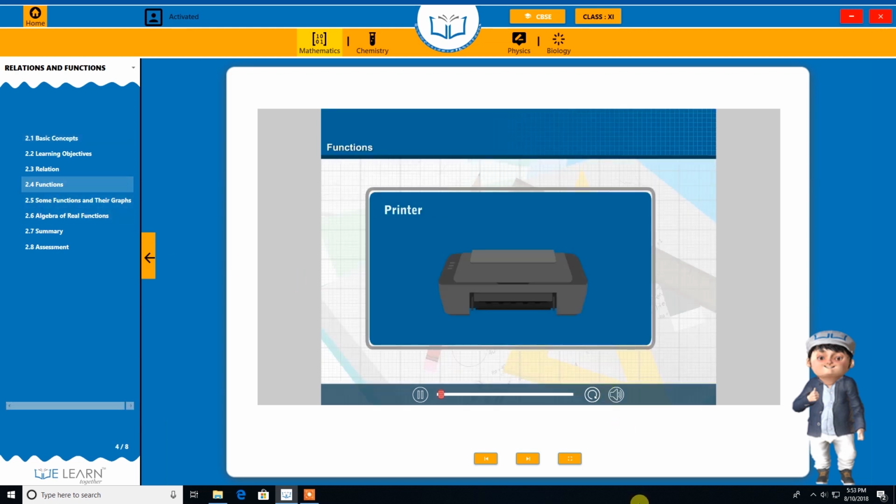Have a look at this printer. What is its function? A blank sheet is inserted into the input slot and a printed sheet comes out as the output.